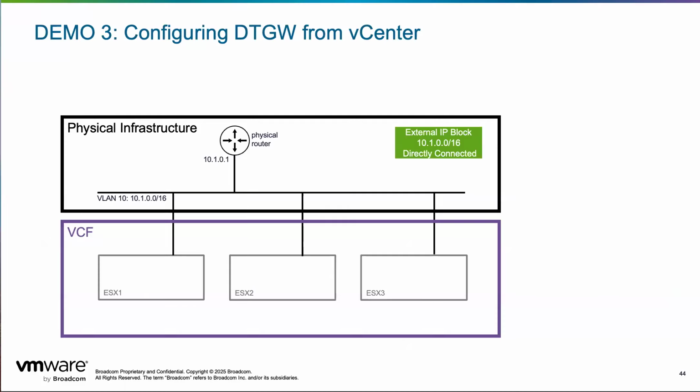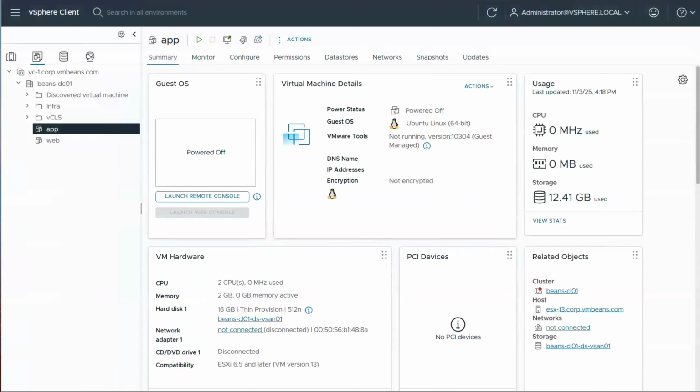So I'm assuming again that I have a VLAN, that's VLAN 10, to which all my ESX hosts are attached. And on this VLAN 10, there is a default gateway, 10.1.0.1. That's a physical router. And I have a large subnet that is going to be used as my external IP block, 10.100/16. As soon as we want to reach an address in 10.100/16, the physical router knows that it needs to send it on VLAN 10, and VCF will take care of the rest. So let's see how this is done straight from vCenter.